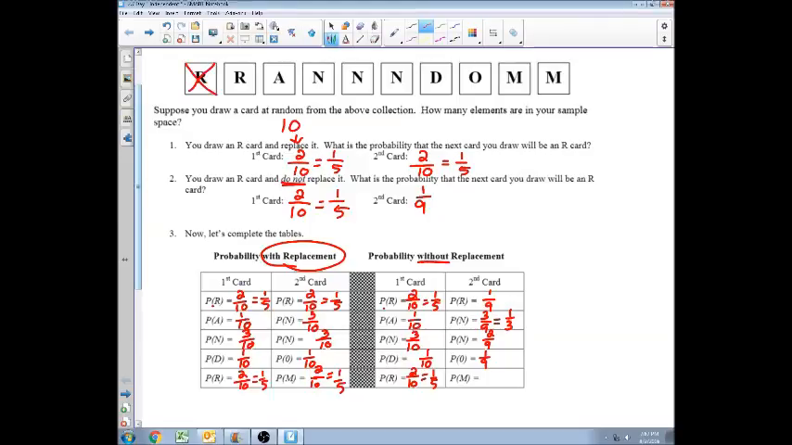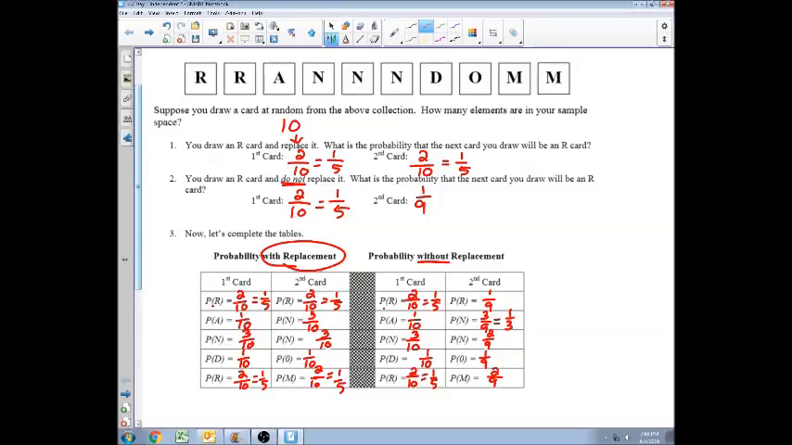So how many of those cards are M cards? Well, there's 2 M cards. How many cards are left? There's 9, so it would be 2 out of 9. All right. So that is how you work with replacement and without replacement.